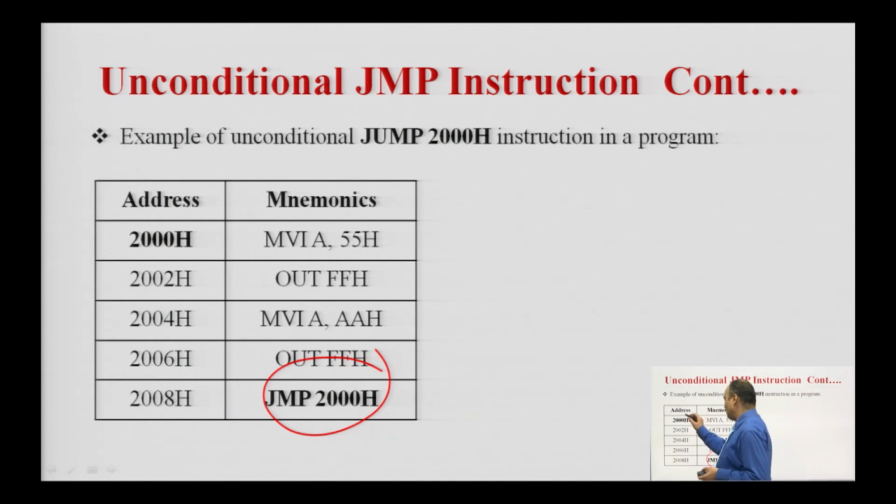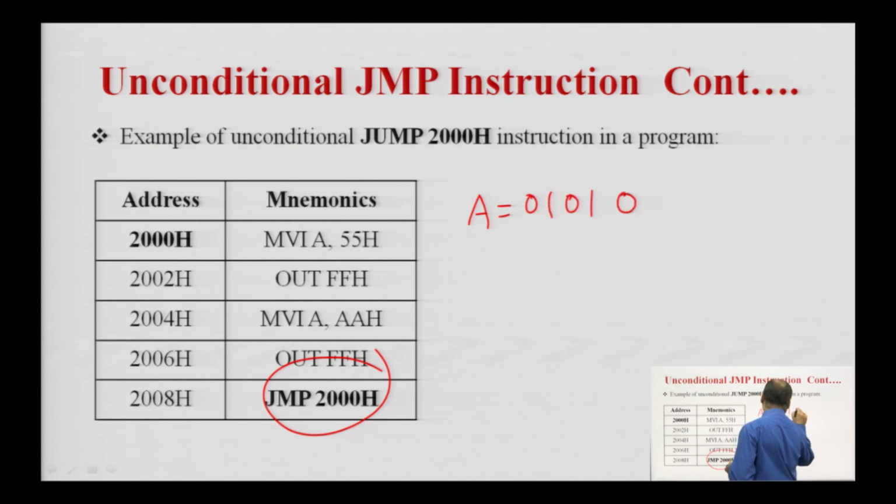These are the memory location addresses, that is 2000H, 2002, 2004, 2006, 2008. These are the addresses where the operation codes of the instructions are present. The first instruction is MVI A, 55H. After the execution, A equals 0101 0101, which is the value present in the accumulator register. Whenever the microprocessor executes this instruction, the content of the accumulator is 55H. This value is sent to the output port address FFH.